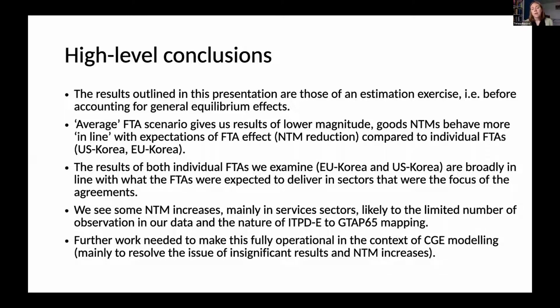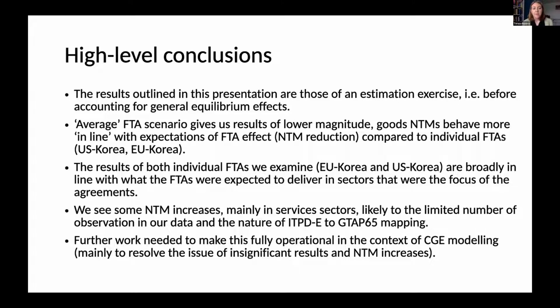So we're just estimating, looking backwards, the coefficient on the FTA variable here. If we wanted to account for third country effects, we would need to run a second stage regression, which we don't do in this case. And then in terms of the actual results, when we look at the average FTA scenario, so again, this is looking at all the FTAs in our sample from 2000 to 2016, those tend to give us results that are lower in magnitude, so lower percentage reductions in NTMs compared to looking at individual agreements. And this is mostly due to the fact that there are fewer observations in our sample when we look at those individual FTAs.